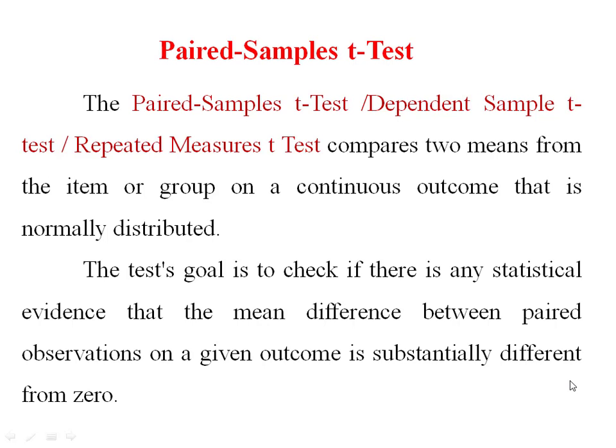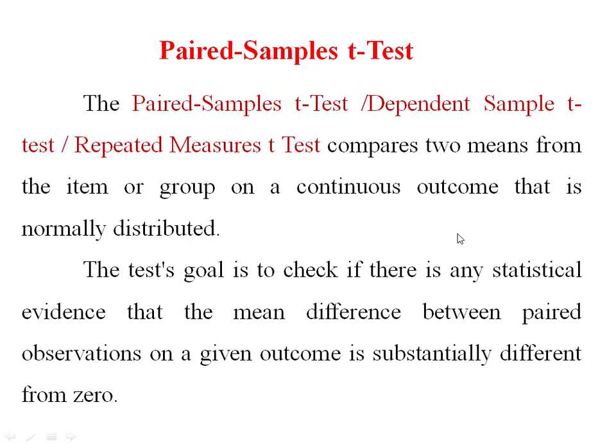Welcome you all. Now we are going to discuss paired sample t-tests. This is otherwise called the dependent sample t-test or repeated measures t-test. This test compares two means from the same item or group on a continuous outcome that is normally distributed. The test goal is to check if there is any statistical evidence that the mean difference between paired observations on a given outcome is substantially different from zero.